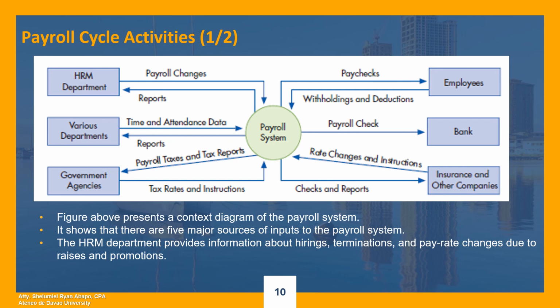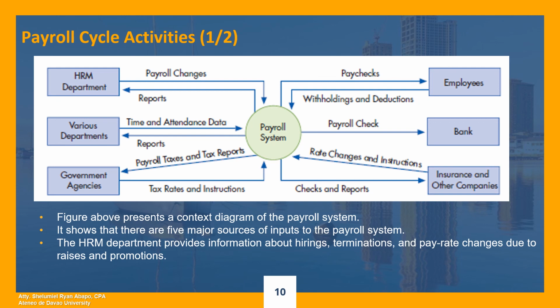Employees initiate changes in their discretionary deductions. The various departments provide data about actual hours employees work. Government agencies provide tax rates and instructions for meeting regulatory requirements. And similarly, insurance companies and other organizations provide instructions for calculating and remitting various withholdings.